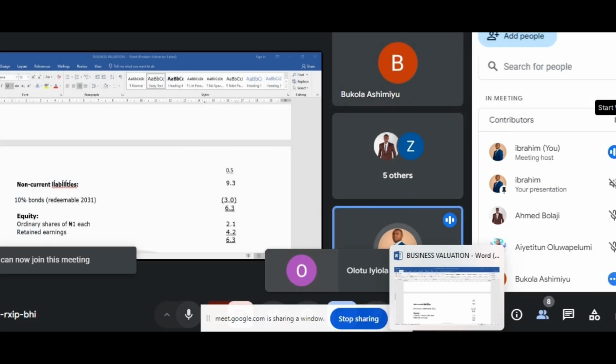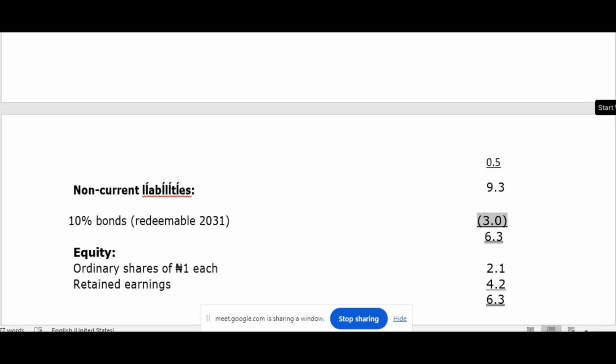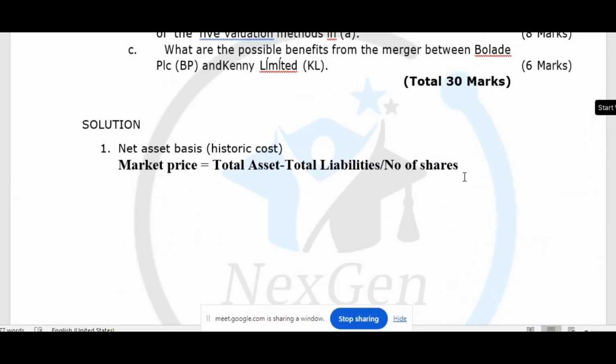So let's quickly go back. I hope you picked that. So now this is what we have. The total assets, we have 8.8 million, right? Are we together? The first asset is 8.8, right? Plus the current asset. What is the current asset, class? 6.3. 6.3, good.